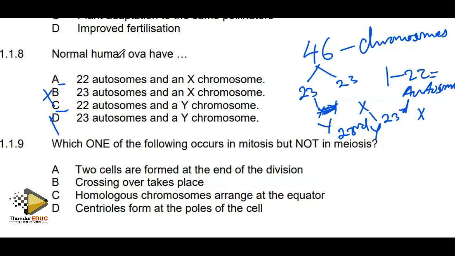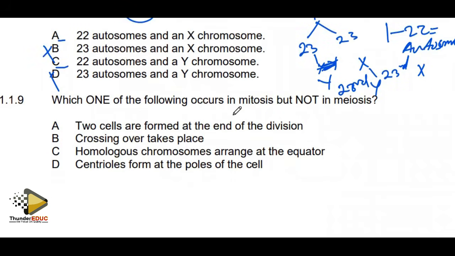But they're saying a normal human ova. When they talk about ova, they are talking about a female. So this must go to female. If it is a female, female can't have Y. They're always having X. So the answer is going to be 22 autosomes and an X. It can't be 22 autosomes and a Y, because then it is going to become a male, it's going to become a sperm. So basically it is an ova. It is not a sperm.